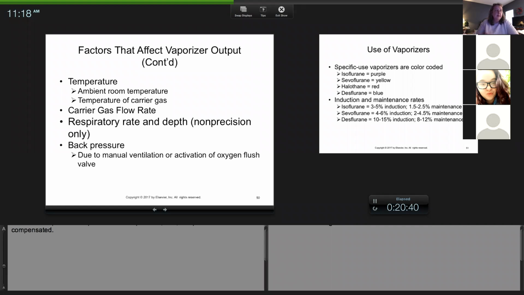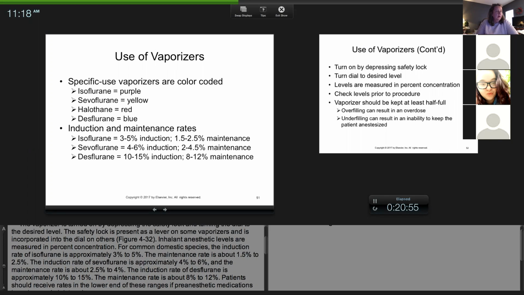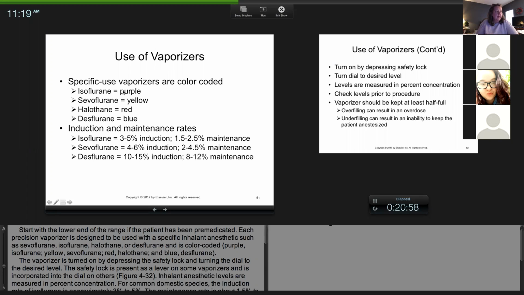So the main thing I want you guys to know is about the temperature, the respiratory rate and depth, and the differences between a precision and a non-precision vaporizer. Now the color codes, the ones that I wanted you to know: ISO is purple, SEVO is yellow, halothane is red. You don't need to know desflurane. And I already told you, don't worry about these percentages. Go by the percentages that I put in that separate handout, okay?